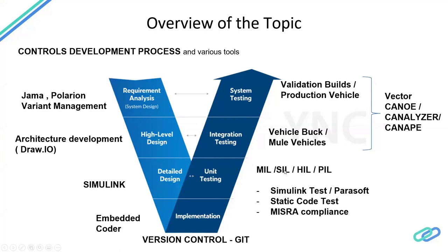What I'm showing here are some acronyms: MIL, SIL, HIL, and PIL. MIL stands for model in the loop testing. SIL stands for software in the loop testing. HIL stands for hardware in the loop testing. And PIL stands for the processor your control is embedded in, so processor in the loop testing. These are several ways of testing your implemented code or implemented design of your controls.